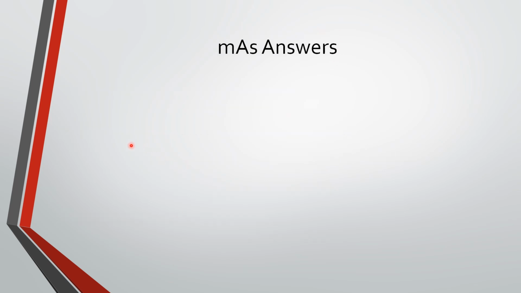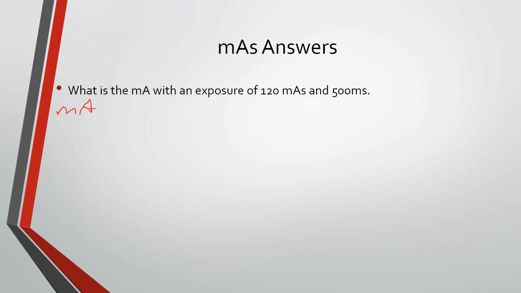All right, so let's finish up the questions and answers. What is the mA with an exposure of 120 mAs in 500 milliseconds? We can convert the milliseconds to 0.5 seconds, and then set up mA, which is unknown, times 0.5 equals 120. Then we can divide this out and we'll get the mA. That's one way to do it.